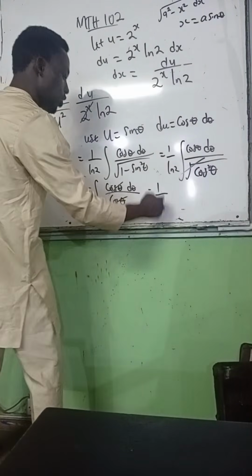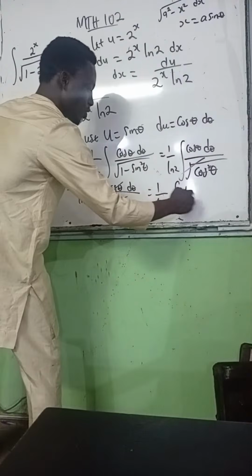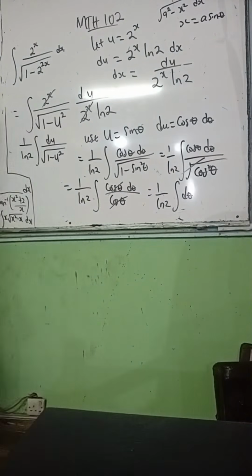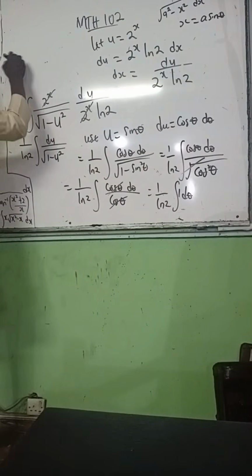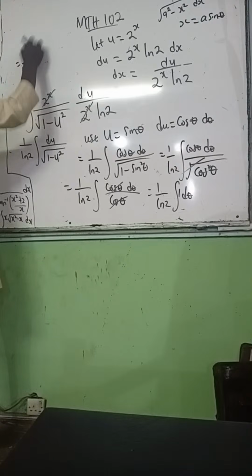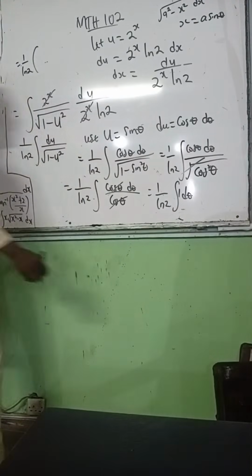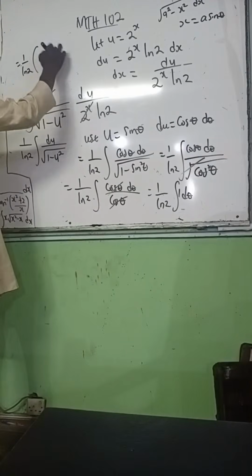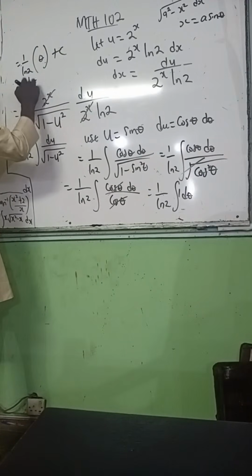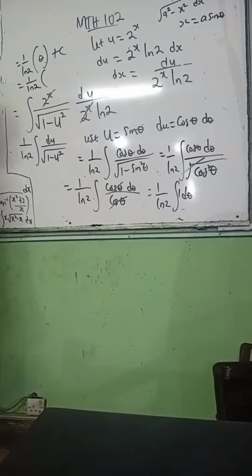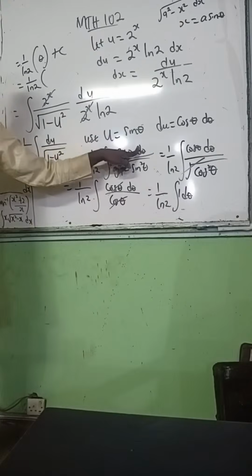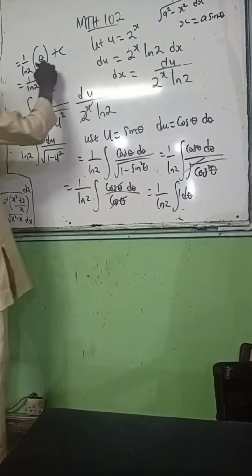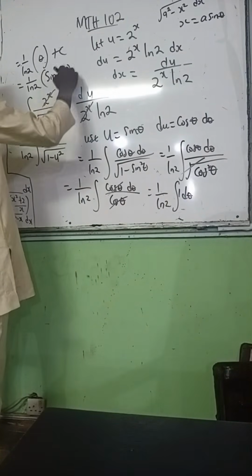So we have 1 over ln 2 integral of 1 d theta. So we clean this. If you integrate 1 with respect to theta, what do you get? Theta plus C. So here we have 1 over ln 2. What's our theta? If u equals sine theta, what will be theta? Sine inverse of u, right? So we have sine inverse of u plus c.